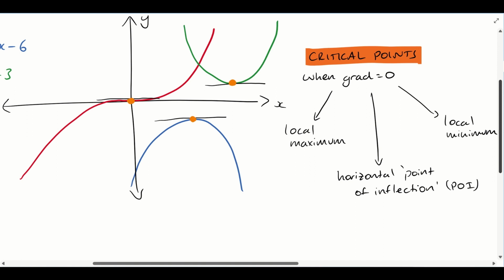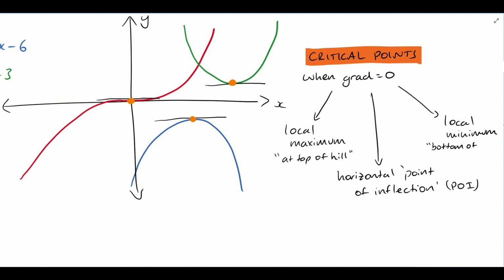So can we label our critical points on the red, the green, and the blue curve as either local maximums, local minimums, or horizontal points of inflection? Okay, remembering that a local maximum I like to think of being sort of like being at the top of the hill. At top of a hill. And a minimum I like to think of being at, say, the bottom of a bowl. So that might help you find the local maximum, the local minimum.